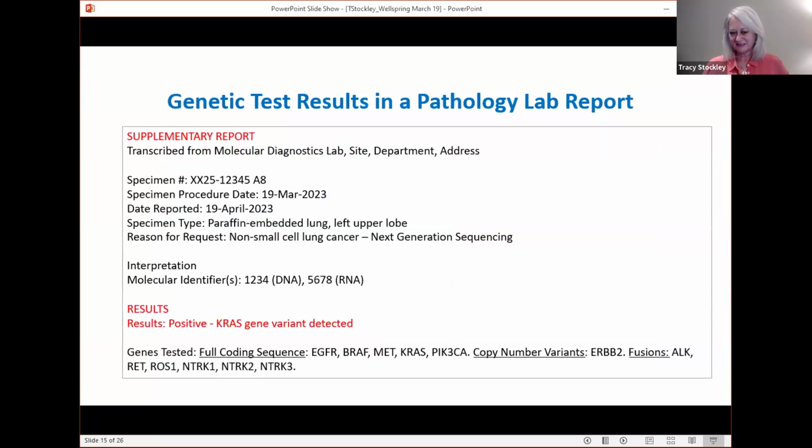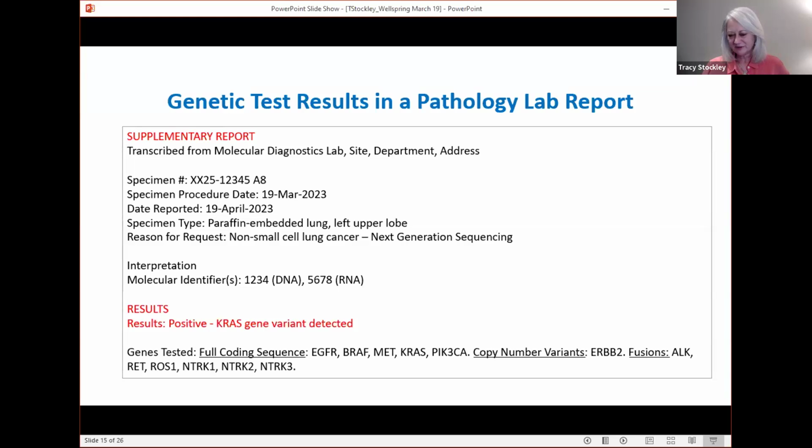Okay, so I mentioned that sometimes you'll see the genetics added on to the pathology report as an additional or supplementary report. So I just copied an example here. If you're going down through your report and you see something like this, it might say supplementary report and then coming from molecular diagnostics. Sometimes it will be a completely separate report in your chart, especially if it's been sent out and not incorporated into the pathology report. But a lot of times they do incorporate at least a highlight of your genetic testing into your pathology report.